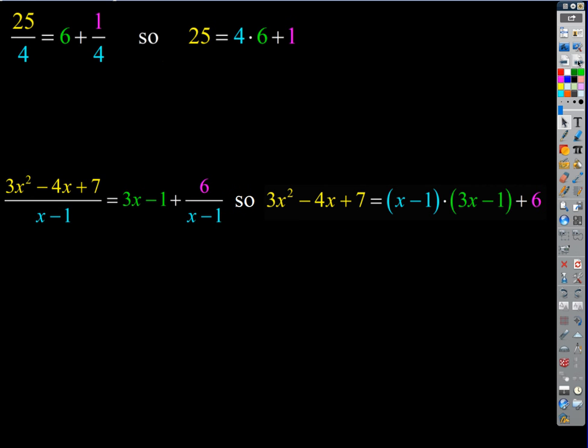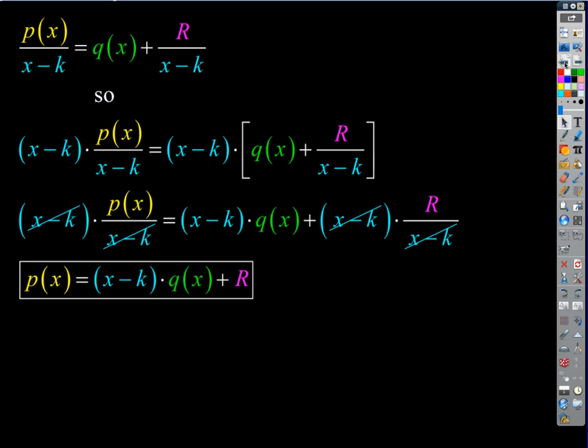Now let's look at an example that uses polynomials. Can you go back to the equation, back to that one? Yes, I can. Sure.